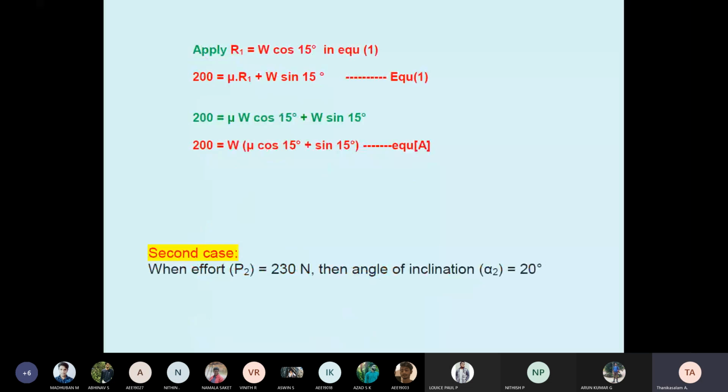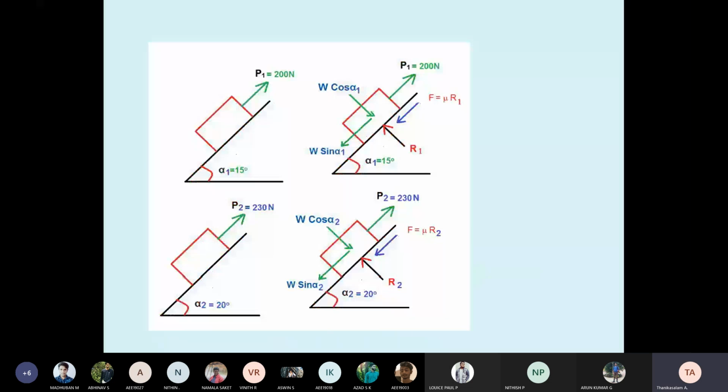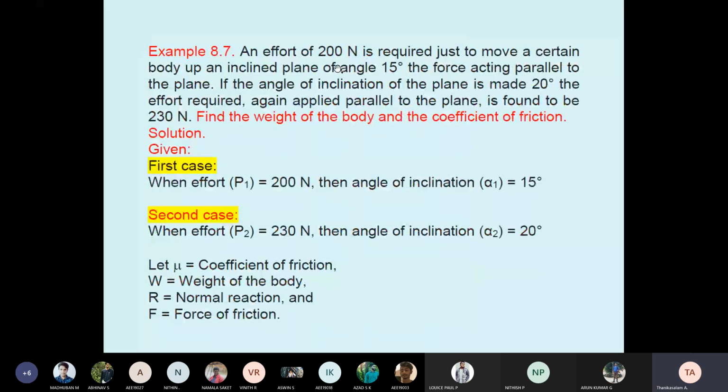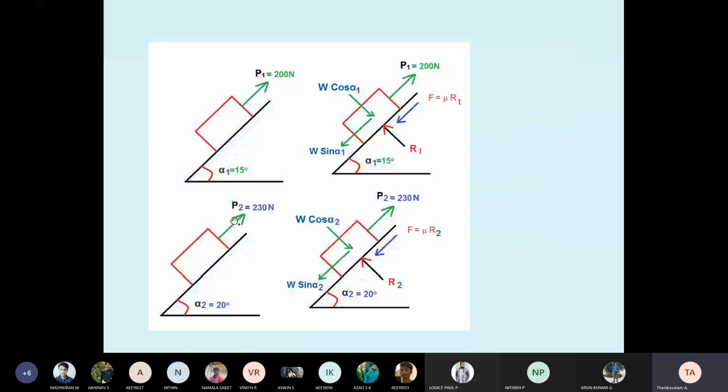Take one question: an effort of 290 is required just to move a certain body. We do not know the weight, and the angle of the plane is 15 degrees. Therefore I draw the diagram based on the statement. Case 1: the same body again moving upward, but the applied force is 230 Newton at an angle of 20 degrees. This is case 2. So W is the same but the angle is different. That's why in case 1 I take alpha 1 and in case 2 alpha 2.